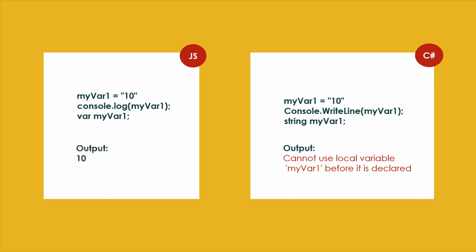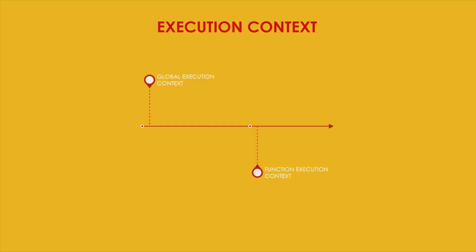Now coming to JavaScript, it gives a correct output. And the reason behind this is variable declaration is moved up when you run the code. This is called hoisting. To understand how this works, you need to know the term execution context. There are two types of execution context: global execution context and function execution context.